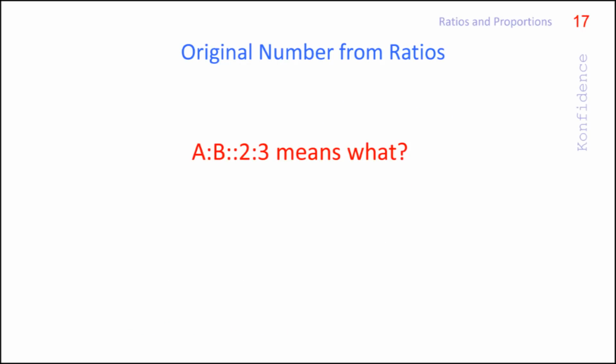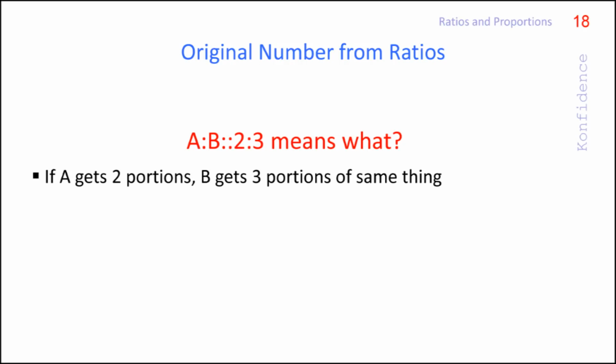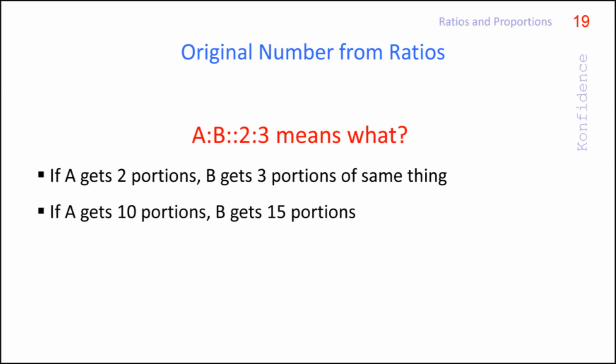A is to B is 2 is to 3 means what? For every 2 portions of anything that A gets, B will get 3 portions of the same thing. So, if A gets 10 portions, that is 5 times 2 portions, B will get 5 times 3 portions, that is 15 portions.